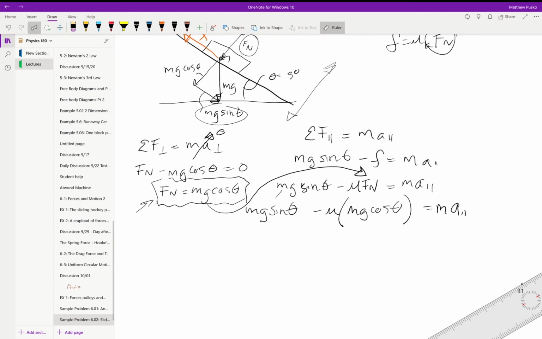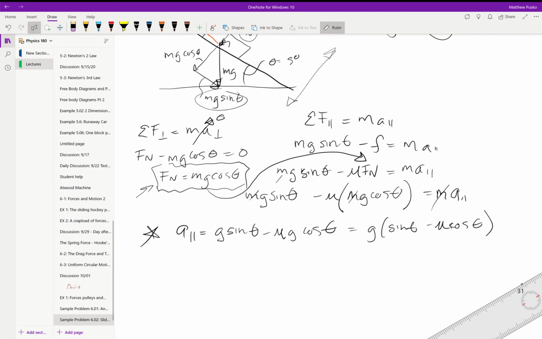We've got the acceleration. Turns out the mass does not matter. You can cancel it from every term. And we get an acceleration down the ramp of g sine theta minus mu g cosine theta. So we could factor out the g: sine theta minus mu cosine theta. Alright, there's our acceleration. They did want to know how far does it go before stopping.